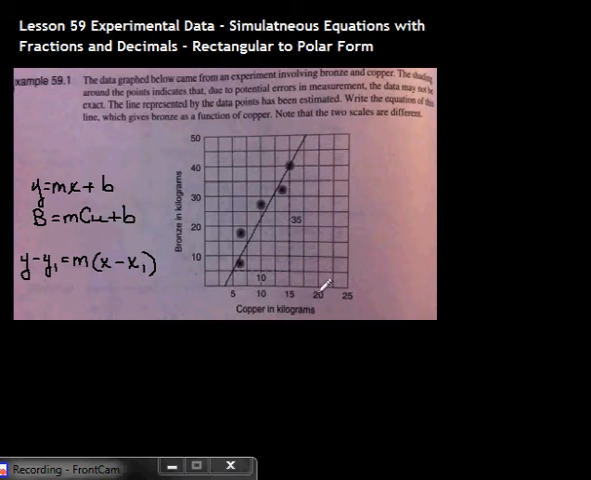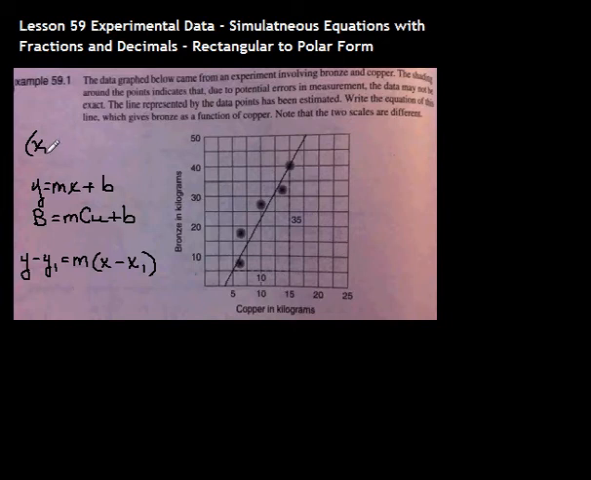But we can make an equation that can actually tell us. We could put 20 in and see how much bronze it would be, because it would be close to this line. So our job is to write an equation of a line for this line. Now to write an equation of a line, we need 2 things. We need a point, x1, y1, and we also need a slope. Those are the 2 things that we need to find in order to write an equation of a line.